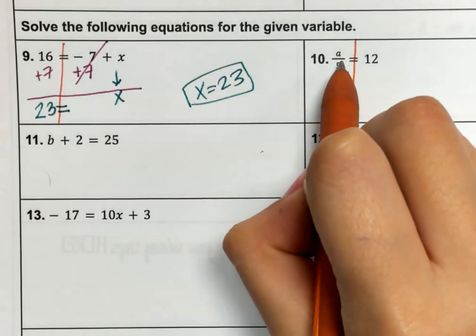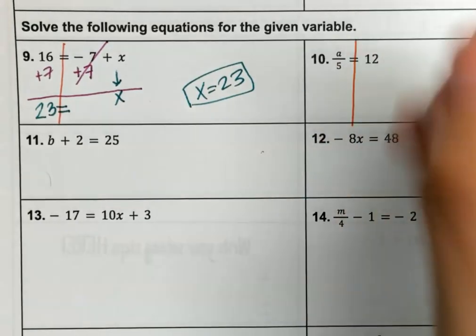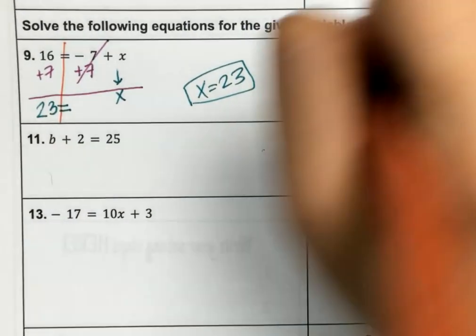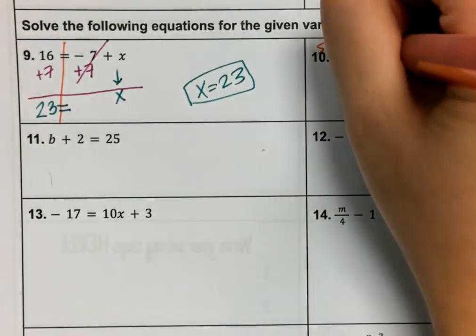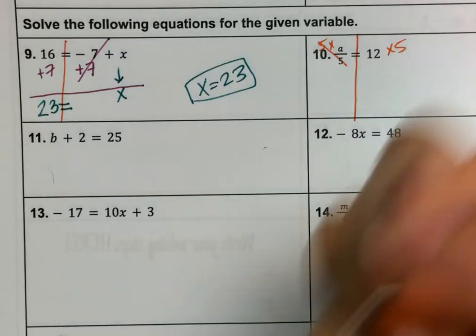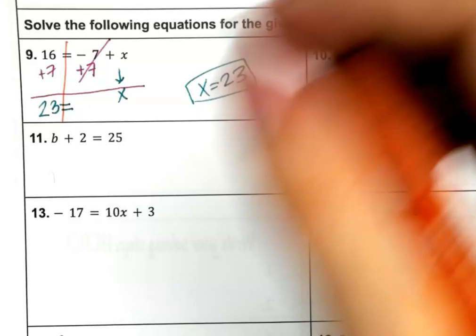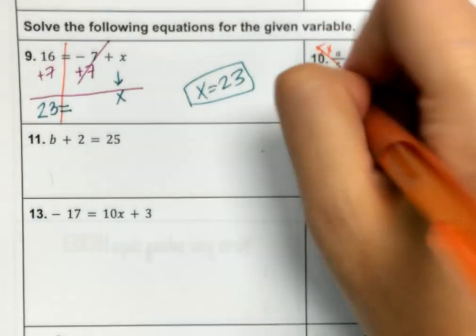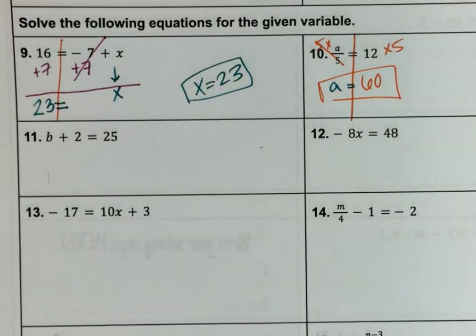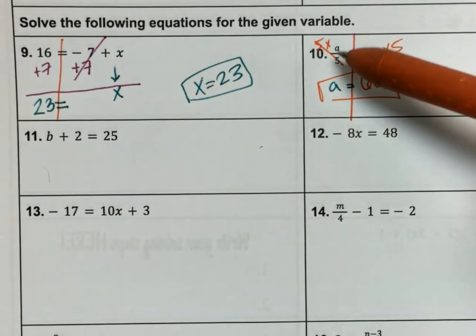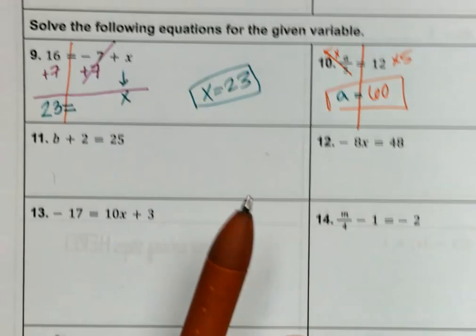So I want to get rid of the divide by 5. Well, the inverse of dividing by 5 is multiplying by 5. And what I do to one side, I must do to the other. So my 5's cancel out. I can bring down my a equals 12 times 5, which is 60. So a is equal to 60, which makes sense. 60 divided by 5 is 12.